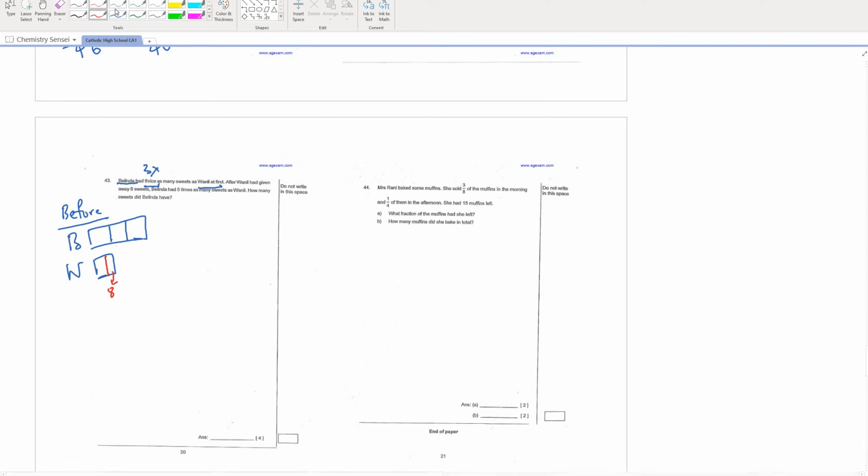Next, Belinda had 5 times as many sweets as Wan-Li. So after, Belinda has 1, 2, 3, 4, 5 units. Wan-Li only has 1 unit. So at the start, Belinda had 2 units more than Wan-Li. Now, Belinda has 4 units more than Wan-Li.